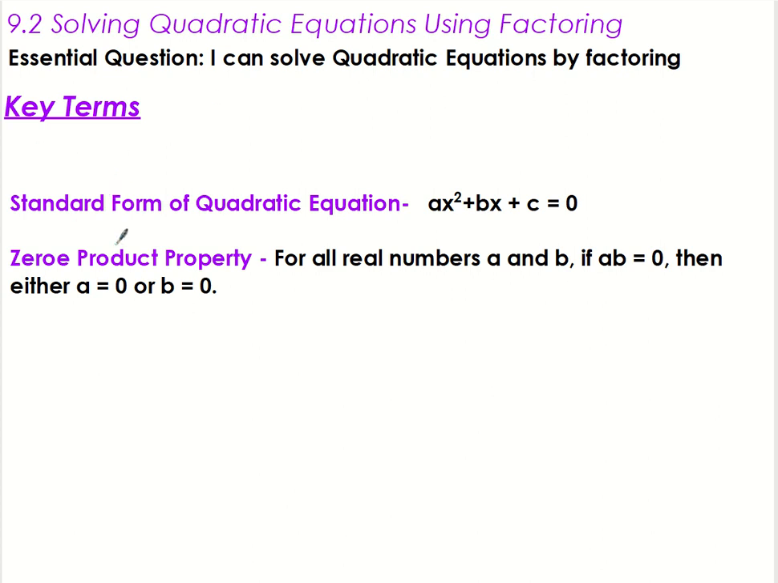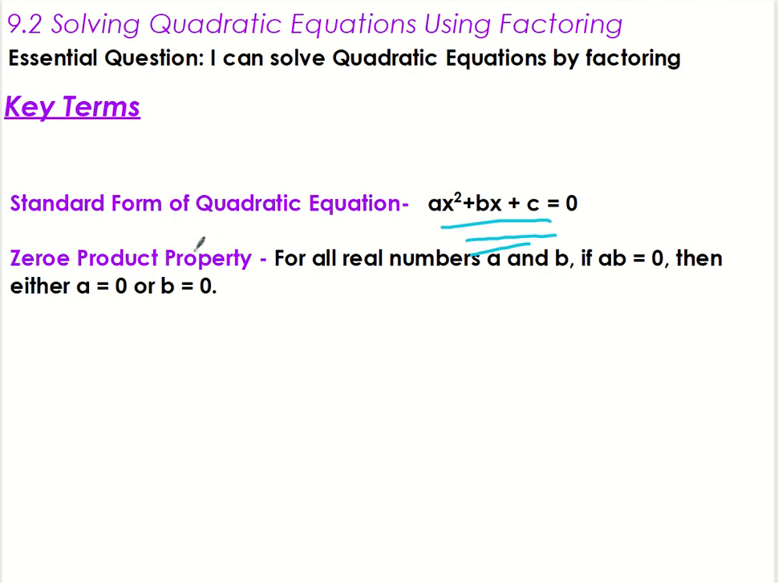All right, everybody, we're going to solve quadratic equations using factoring this time. So we're not going to graph, we're not going to use tables. We're going to factor. So this is a new method for solving quadratic equations. So first, key terms: standard form. We've already seen it before, but it's good to see it again. The standard form for a quadratic equation is when it is equal to 0.